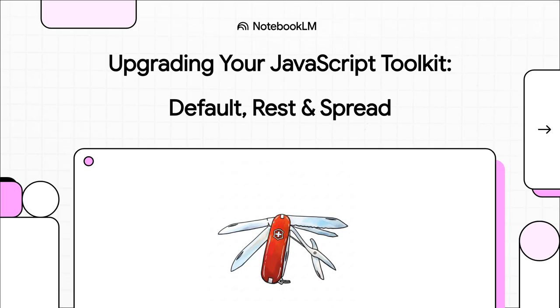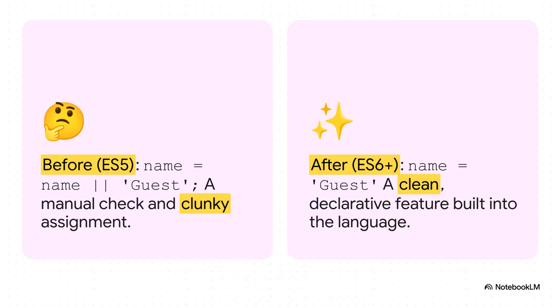Have you ever looked at your JavaScript and thought, man, I'm writing the same clumsy checks over and over again? Well, if you're ready to clean up that code, you are in exactly the right place. Today, we're going to add 3 seriously powerful tools to your JS toolkit: default parameters, REST parameters, and the spread operator. Let's pop open that Swiss Army knife. And let's not waste any time.